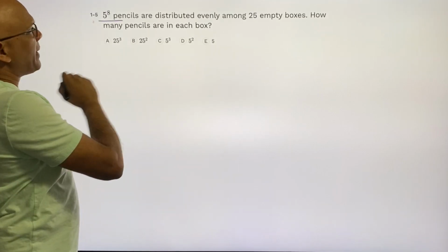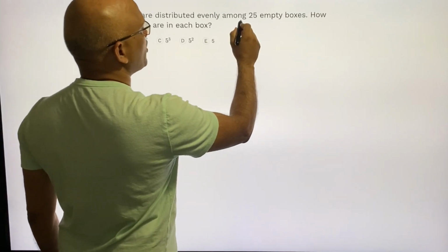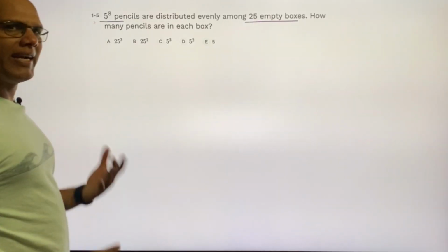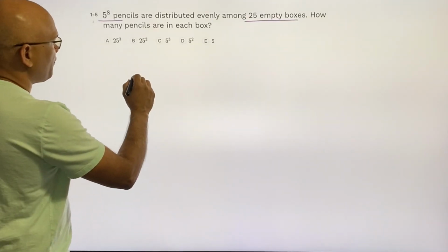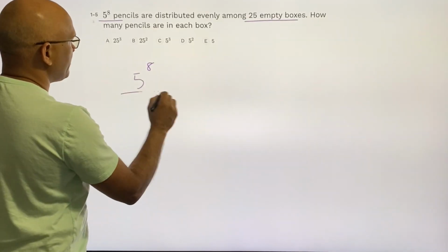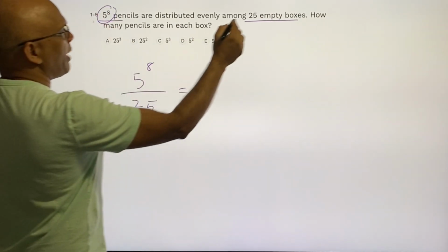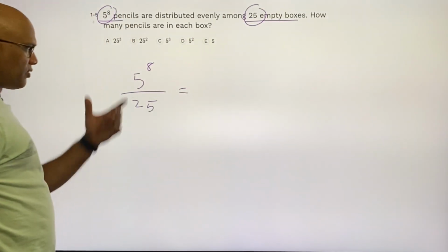5 to the power of 8 pencils are distributed evenly among 25 empty boxes. How many pencils are in each box? Alright, this is a simple division problem. So 5 to the power of 8 divided by 25, right? This many pencils among these many empty boxes. So it's a simple division.